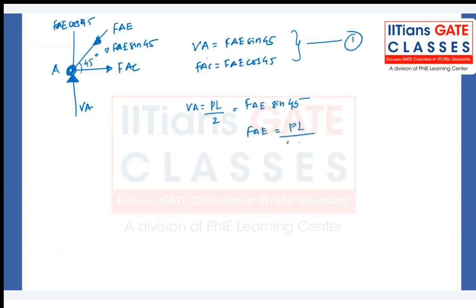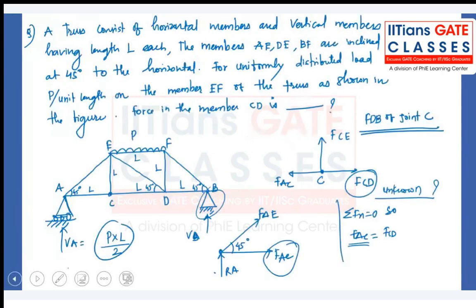Sir, can you go to the previous slide? Sir, VA plus VB should be equal to PL by 2, no? VA plus VB is equal to PL, and VA is equal to VB here, because it's a balanced structure, right? That is the reason I am directly writing VA is equal to VB is equal to PL by 2. Are you following?